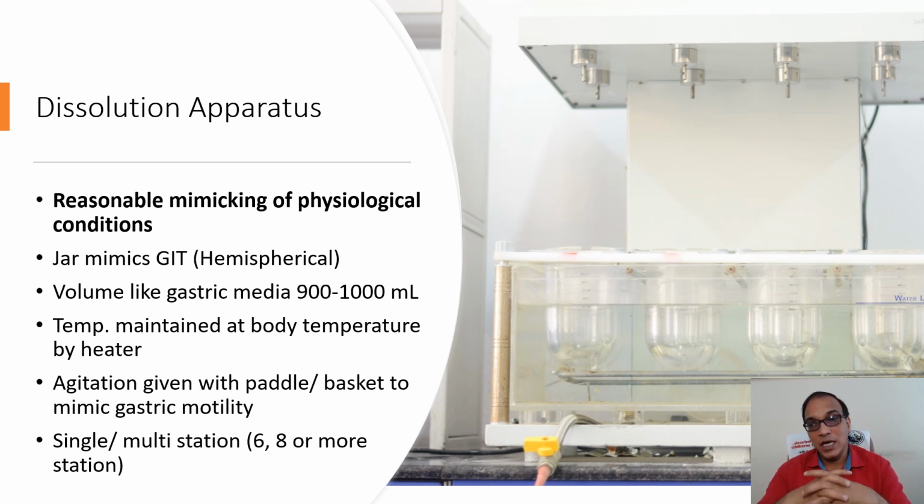As you can see in this diagram also, however, it has been removed right now because it is in the standby condition. In the upper part, you can see these are the hooks. These are the parts from where the paddle or basket is hanged, and the agitation is given through this shaft, which is driven by the motor. It may be single station or multi-station. Right now, what you are seeing is an 8-station dissolution apparatus.